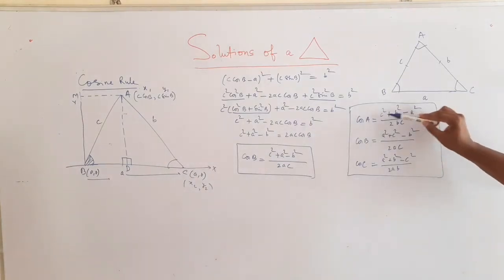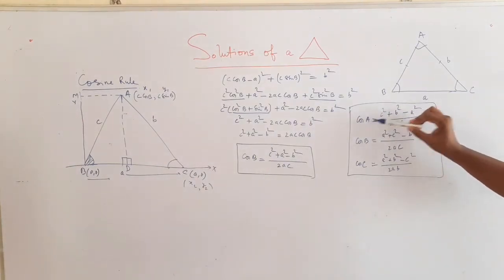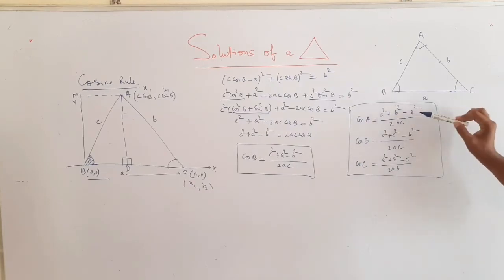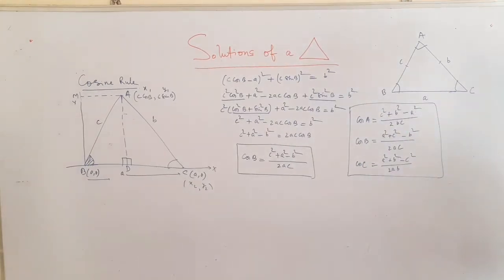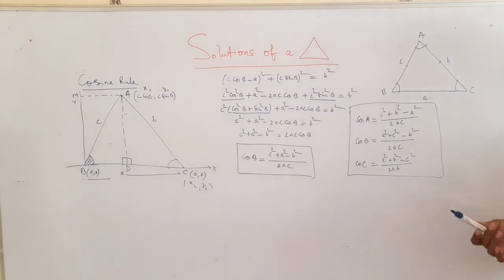And since this is a relation between the 3 sides of a triangle and one angle, if 3 sides of a triangle are known, you can anytime find one angle. This is how it works. Or if any 2 sides and one angle are known, and if it fits the bill, then you can use this rule to find the other unknown, whether it is the sides or the angle. So this is called the cosine rule.